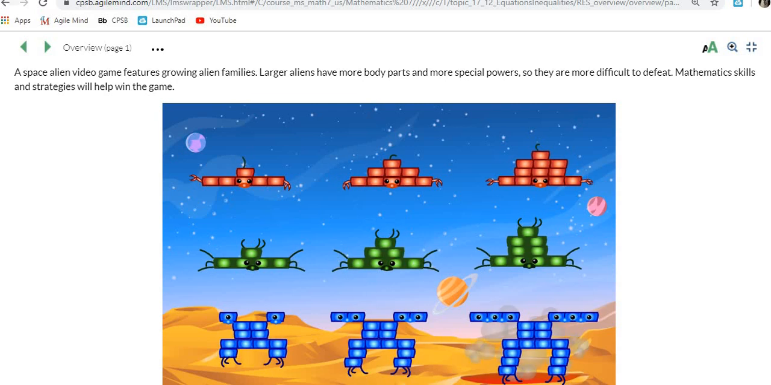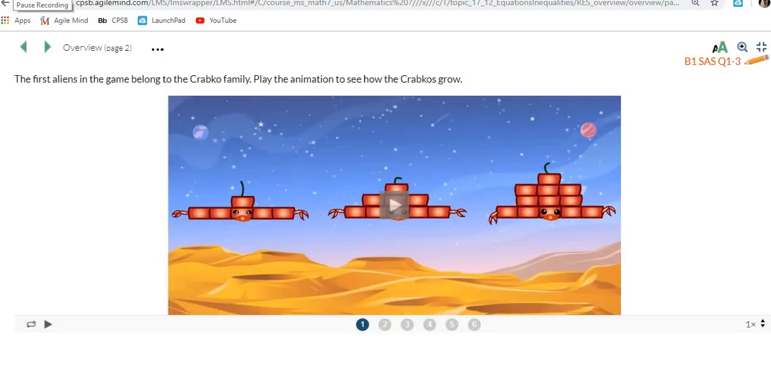First, the first alien family we're going to look at is the Crabco family here. And I have the first 3 family members from Crabco. And number 1 in our workbook wants us to draw the first 4 members of the Crabco family. So I want you to take a second and draw the first 4. I have 3 of them done for you. See if you can figure out the 4th member.